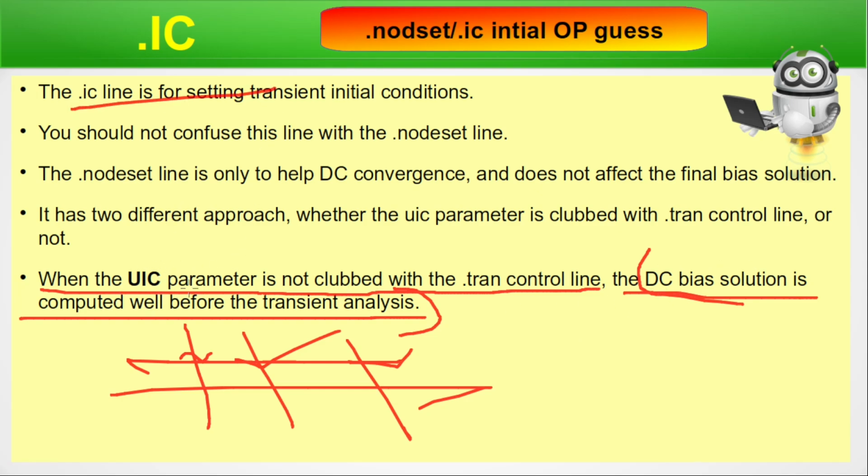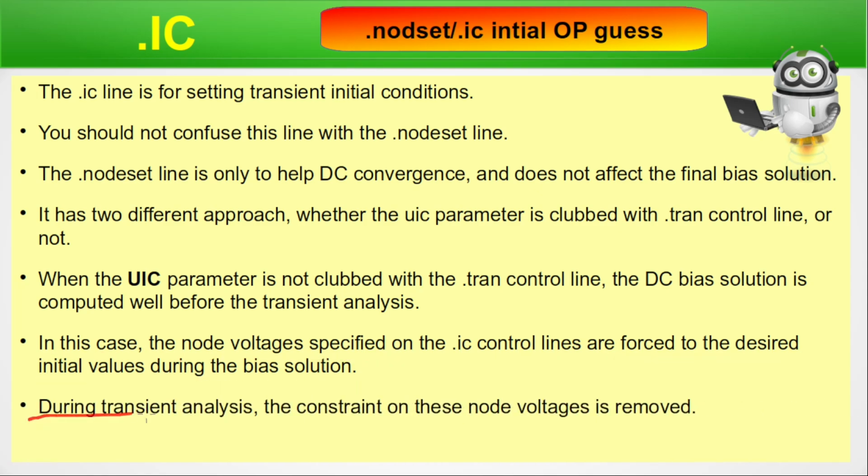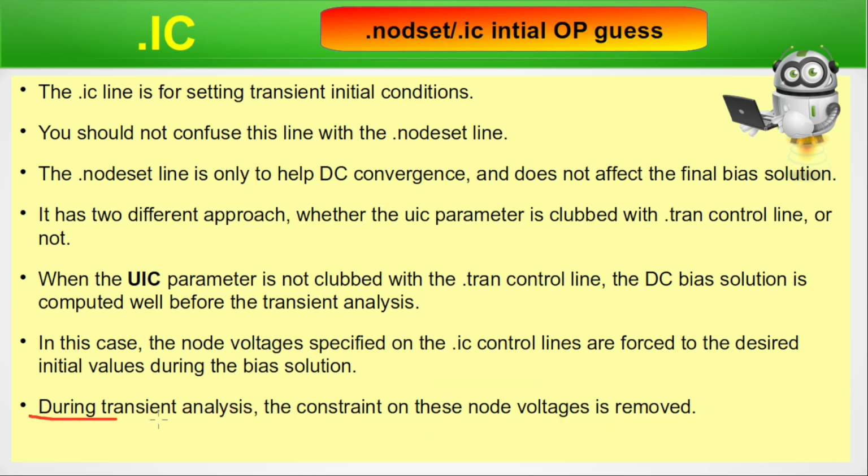If you do use the UIC, UIC will club it with the .TRAN. In this case, the node voltages specified on the .IC lines are forced to the desired initial values during the bias solution. During transient analysis, the constraint on the node voltage is removed. This is another thing. The .IC is a constraint just for the initial calculation, but those are removed when the transient analysis is started and it is going forward.